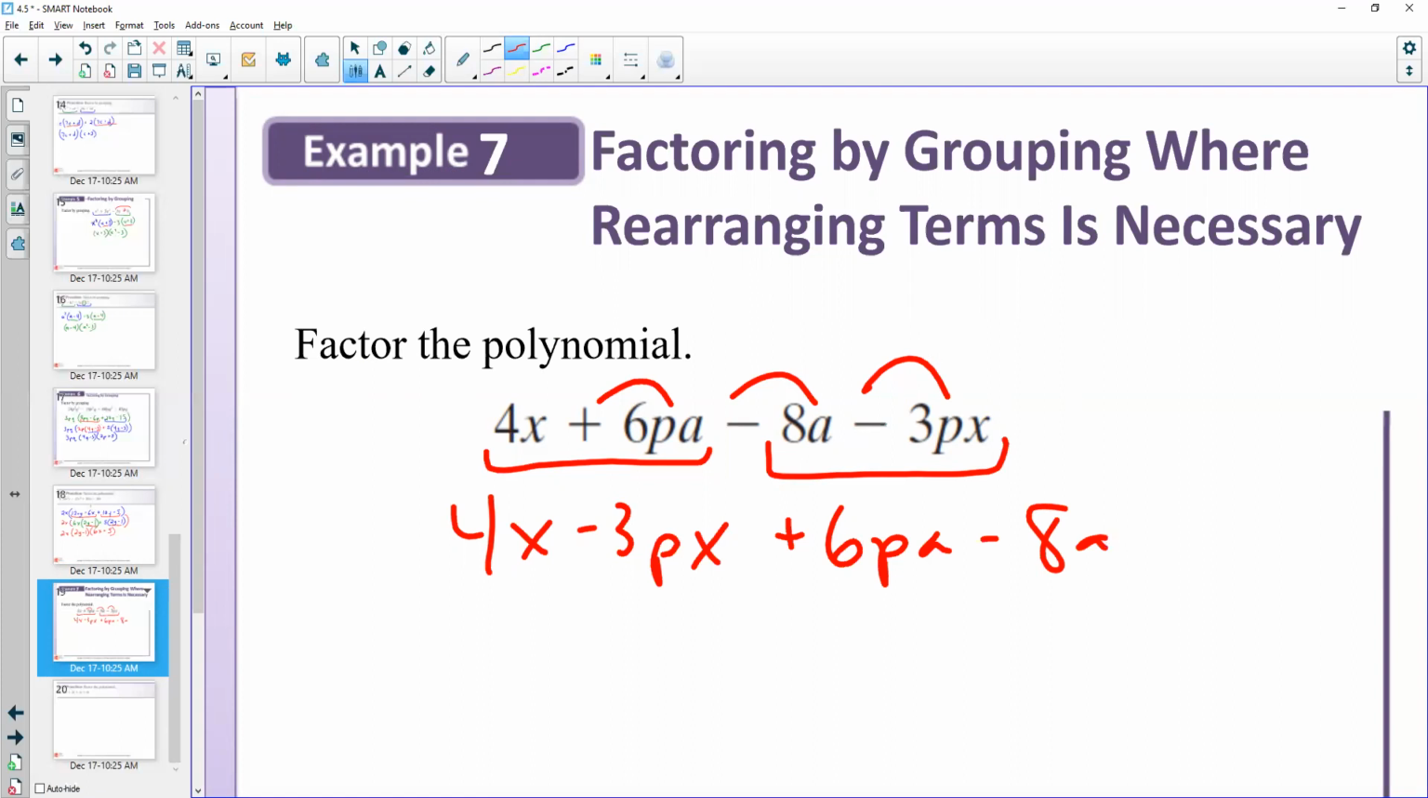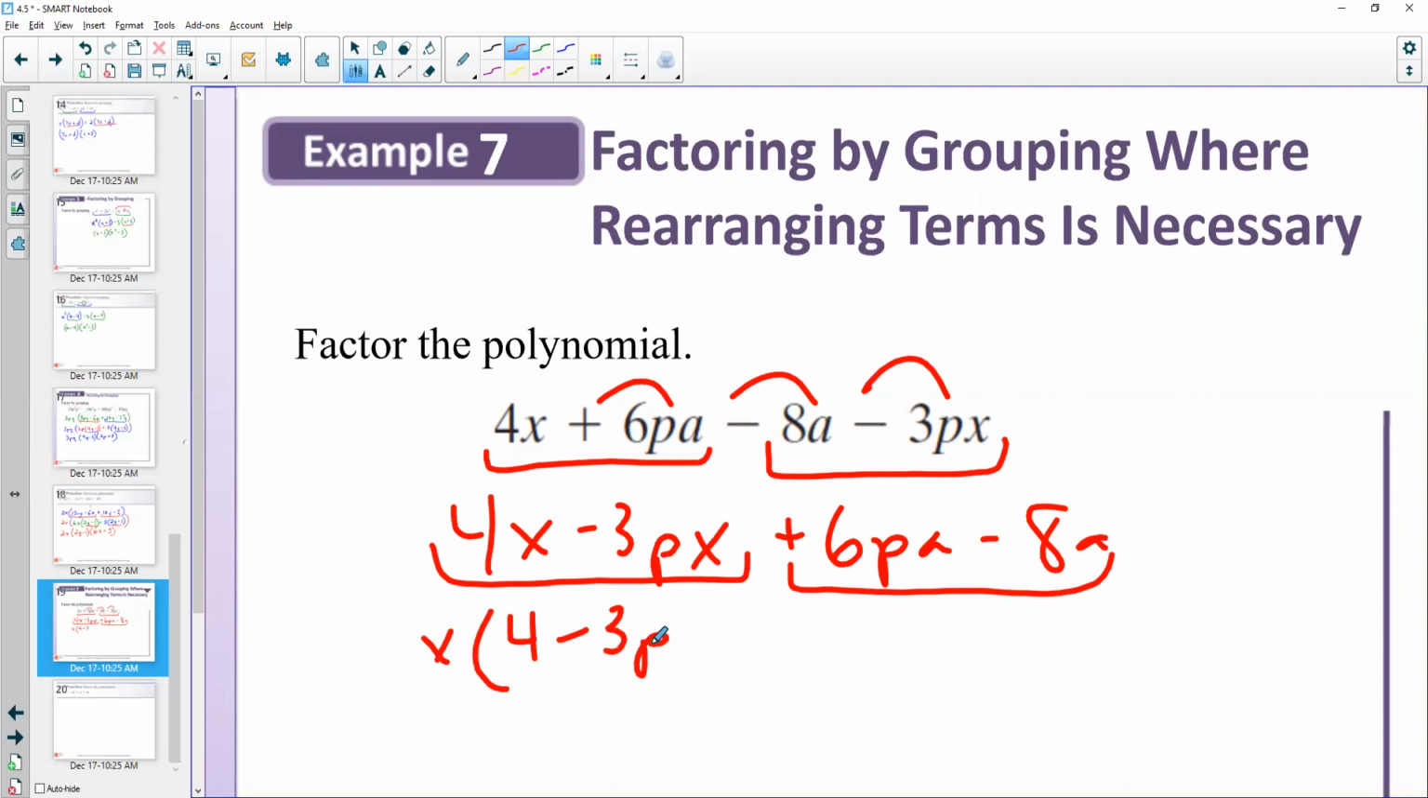And then once you do that, you can go back to grouping. Sometimes the grouping you have just isn't effective, right? You look at it and you go like, I could do better. That's fine. So out of this first group, I'm going to pull an x. So I get 4 minus 3p. All right. Out of the second group, let's see what happens. Is it going to work the way I want? Not really. I want to switch those guys around. See, this even happens to me. So I would like to do minus 8a plus 6pa, and I'll show you in a second why.